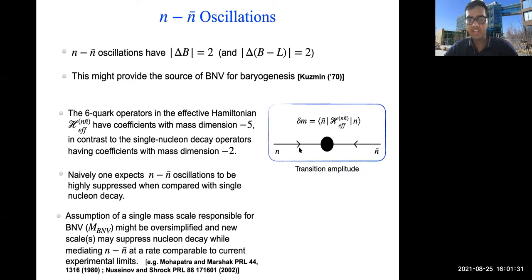The experimental signature of an n-nbar oscillation is that there is a finite transition probability for an initial n to transit into an nbar, and the transition amplitude is denoted as delta m, which is basically the off-diagonal element of the effective Hamiltonian in the n-nbar basis. This in turn says that the physical neutron is a mixture of n and nbar, and there is a finite probability of an nbar to annihilate with a nearby n or p, producing dinucleon decays, which is the experimental signature of this.